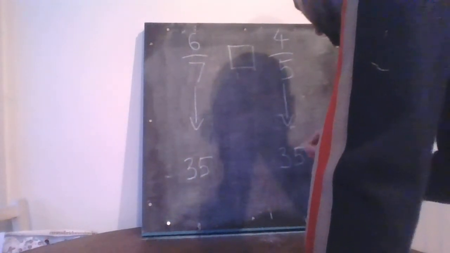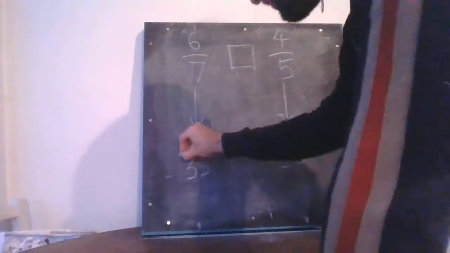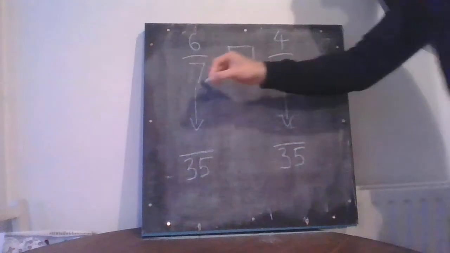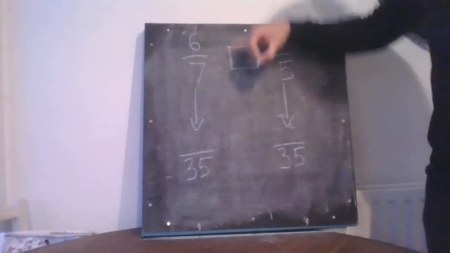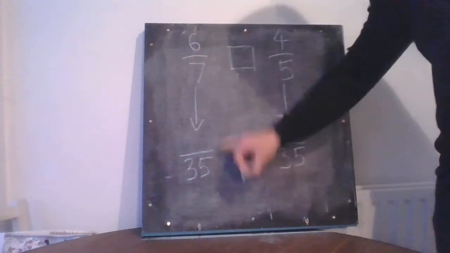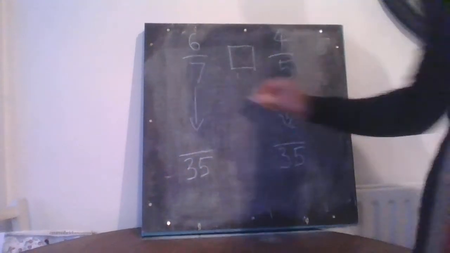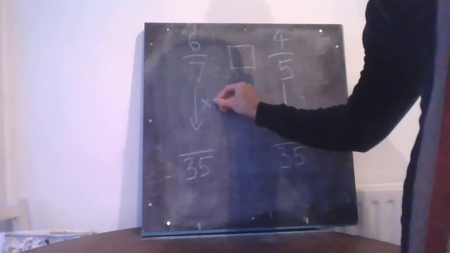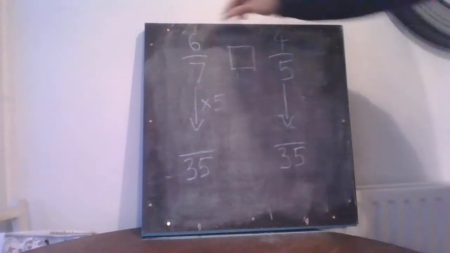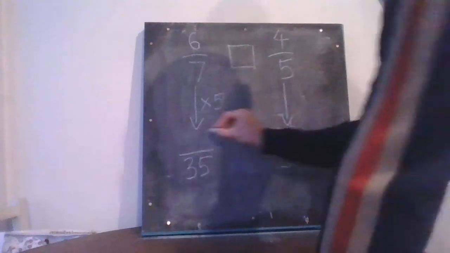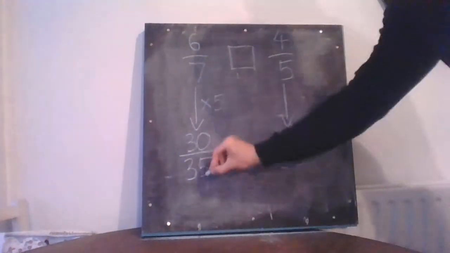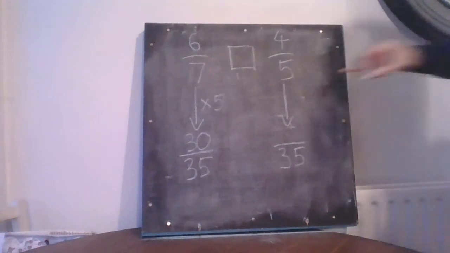But to make this an equivalent fraction, I must remember the golden rule. Whatever I do to the denominator, I must also do to the numerator. So over here, I've multiplied the denominator by 5. So I must do the same with the numerator. 6 times 5 is 30. So there's an equivalent fraction there.